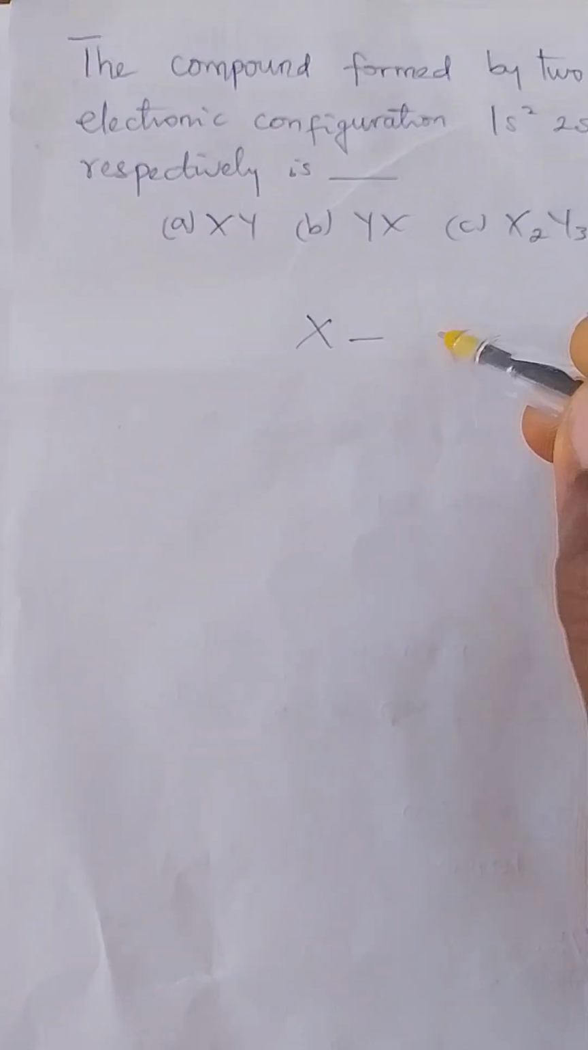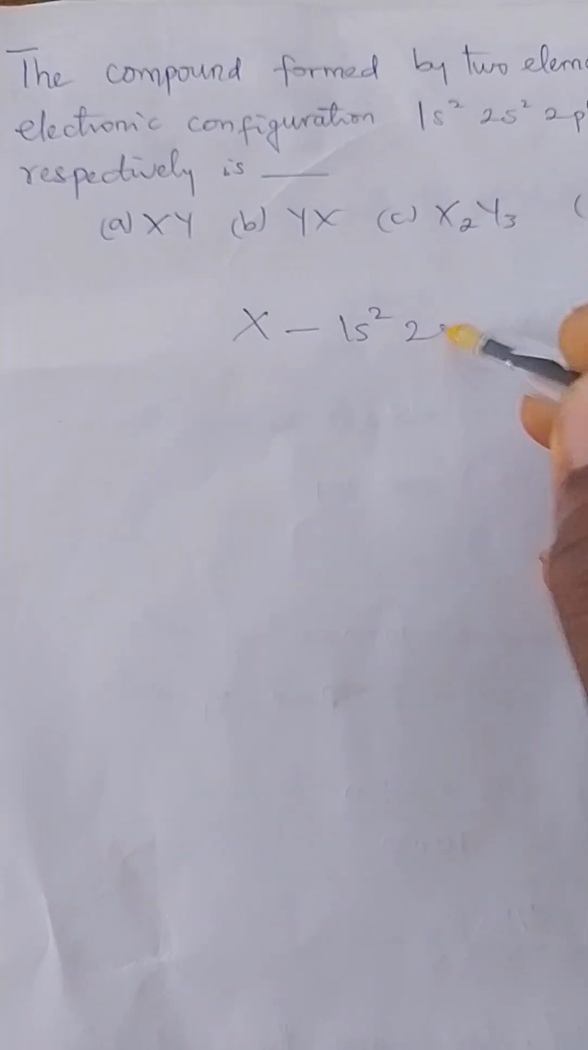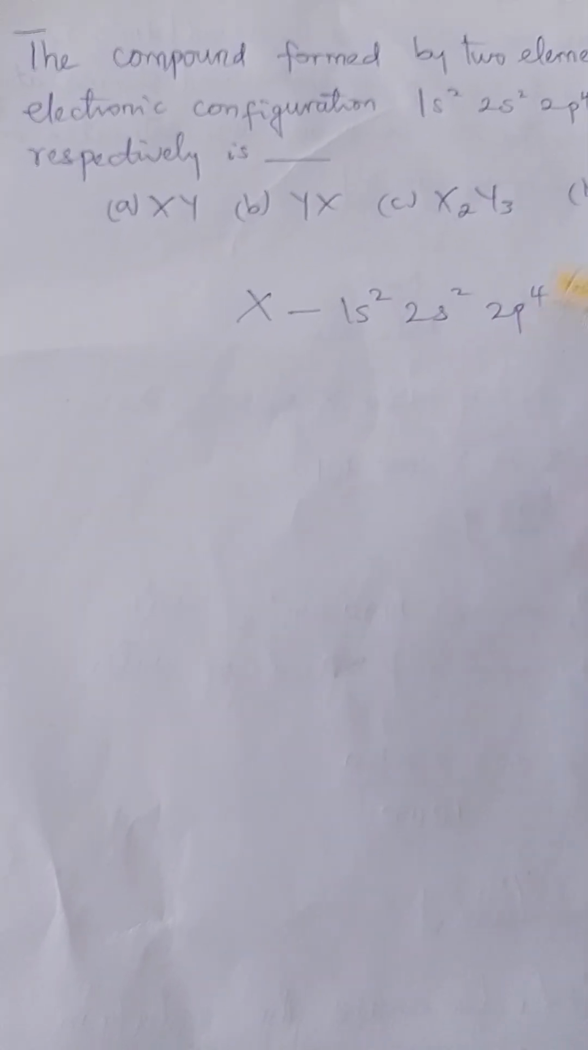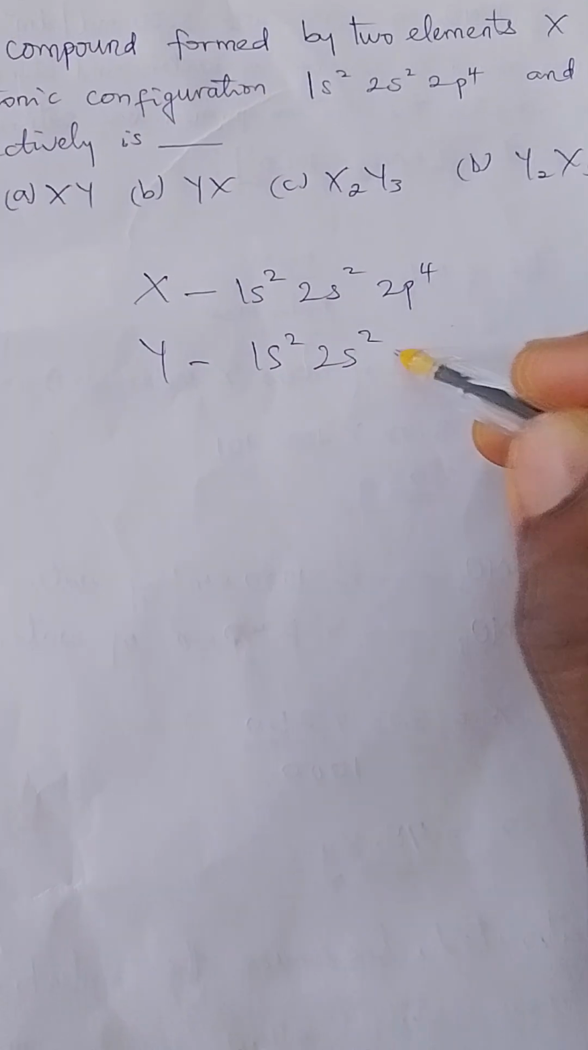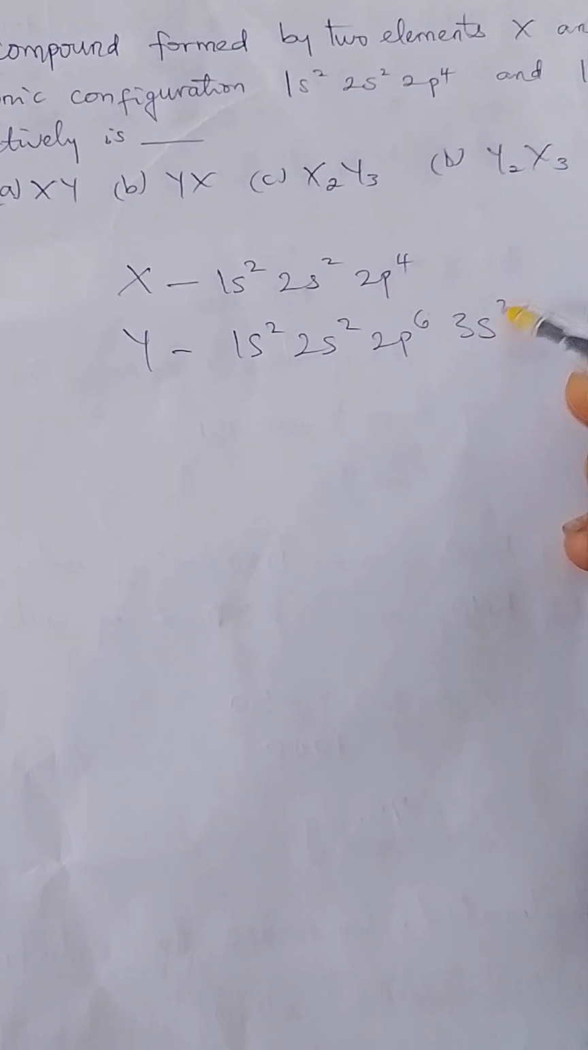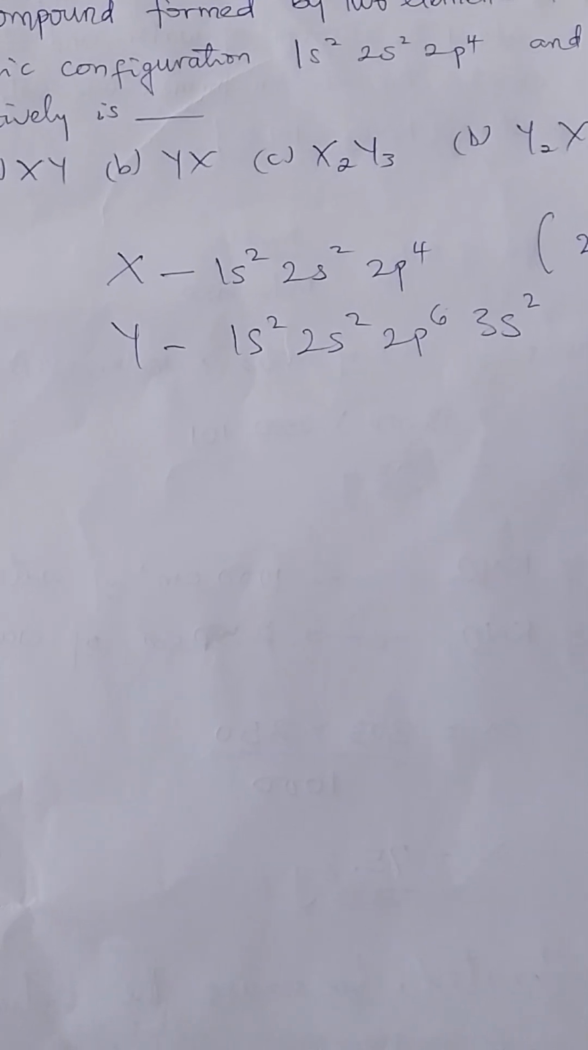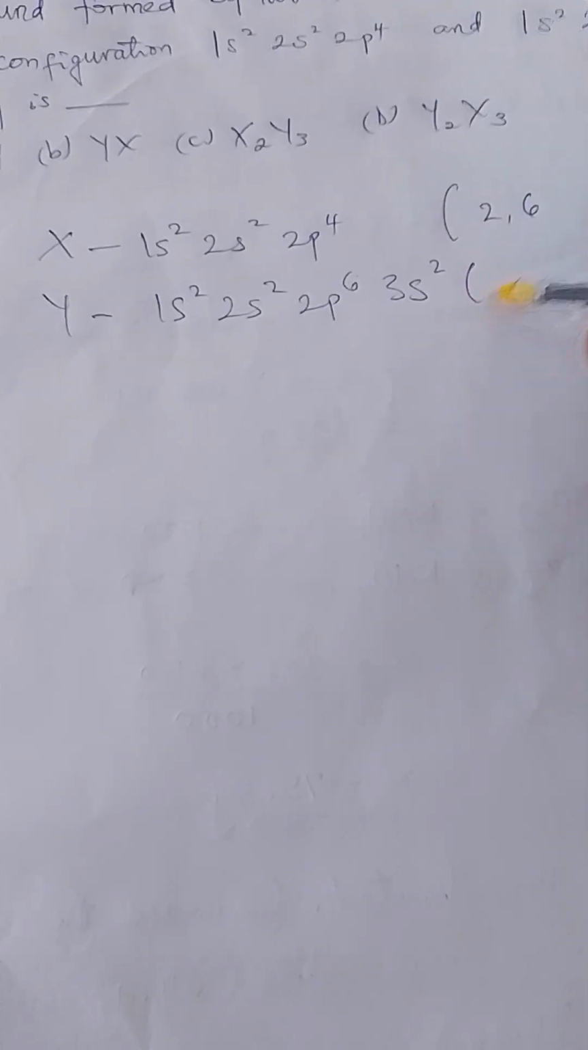The electronic configuration for X is 1s2, 2s2, 2p4, and the one for Y is 1s2, 2s2, 2p6 and 3s2. Alright, so if I want to take it to shells level, this will be 2, the second shell will be 6. Do you agree with me? Okay. Alright, so for Y, the first shell will be 2, the second shell will be 8, and the third shell will be 2.